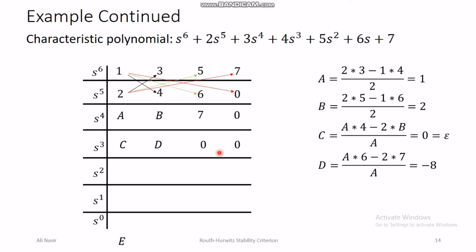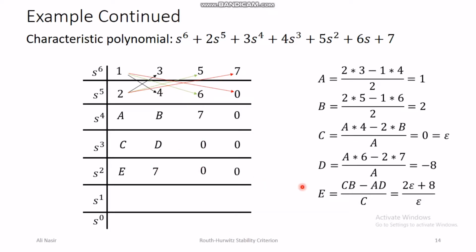Then E is C into B, which is epsilon into B, and B here is 2, so 2 epsilon minus A into D divided by epsilon. So this is E, 2 epsilon plus 8 over epsilon. Since epsilon is a very, very small number, 2 epsilon plus 8 is almost equal to 8 itself, and 8 divided by epsilon is a very, very large positive number. The next is C into 7 minus A into 0 divided by C, which is 7 itself. It comes down here, and the next remaining row is zeros.